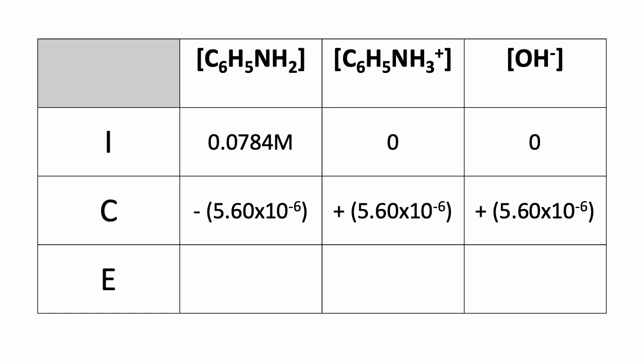We will now replace all x's with our solved change value of 5.60 times 10 to the negative 6. So our equilibrium for aniline will be our initial concentration minus 5.60 times 10 to the negative 6. You can calculate this out, but our change is negligible, so we will always get 0.0784 back. And since our equilibrium for both aniline's conjugate acid as well as hydroxide are just our change, just x, both of these will just be 5.60 times 10 to the negative 6 moles per liter.